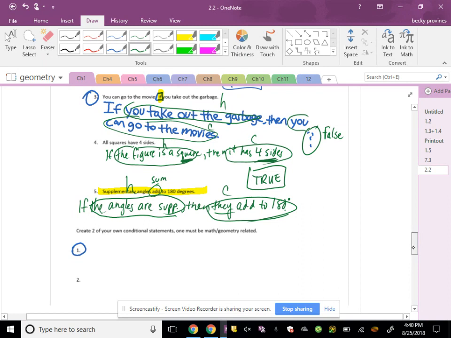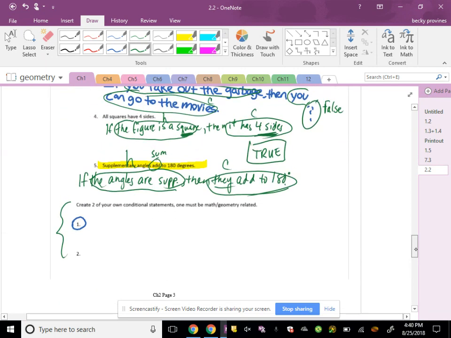All right, so this is day 1 of chapter 2. You need to complete this next part on your own. It needs to be math or geometry related. Please let me know if you have any questions.